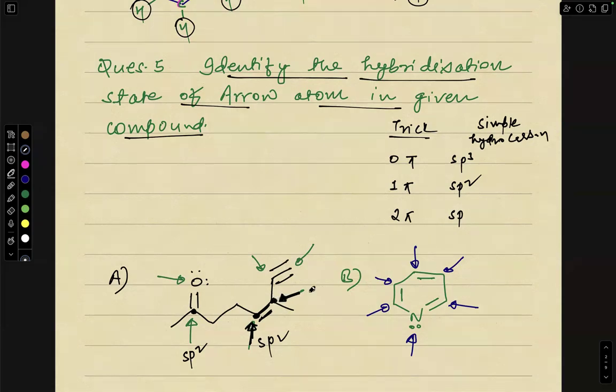sp2 again, because again 1 pi bond. I told you double bond always have 1 pi, triple have 2 pi, single bond have 0 pi. So now look at this carbon. It has a triple bond, which means 2 pi, so it would be sp, and this one also sp. Make sense?